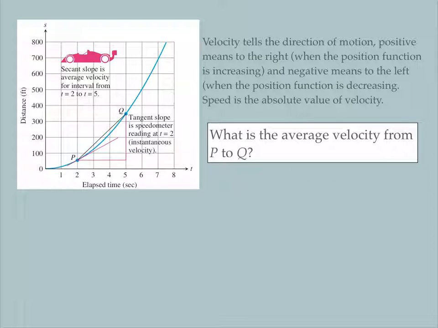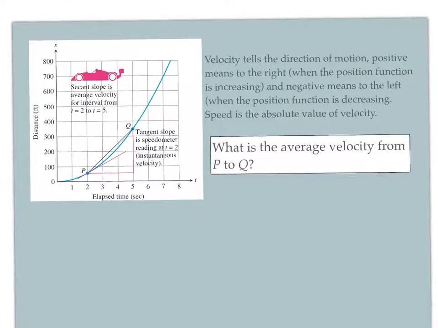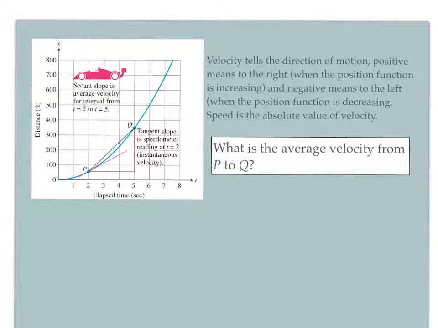So there's a picture of a car there. That's a car. And it says velocity tells the direction of motion. Positive means to the right, and negative means to the left. So everyone should know that too. It's from physics and other life things. So a negative velocity means that it's just moving to the left. So here, if they're asking us for the average velocity from P to Q, we would be finding the slope of what we'd call the secant line.